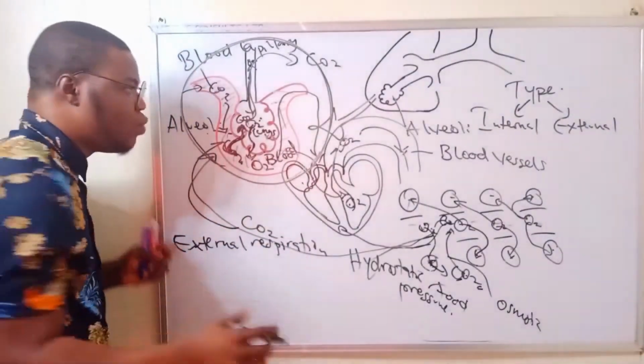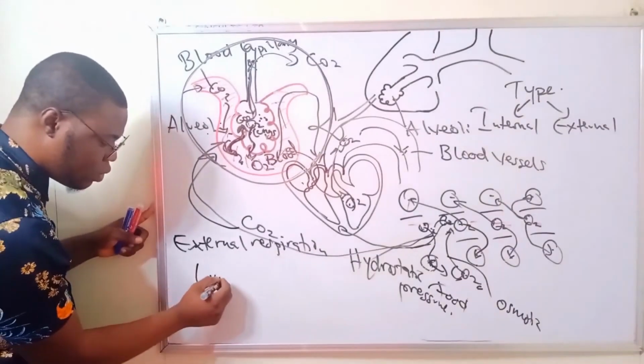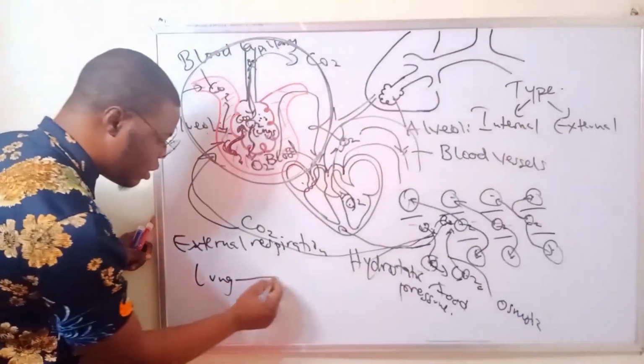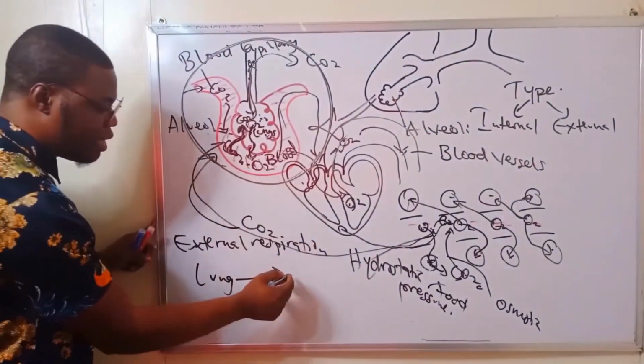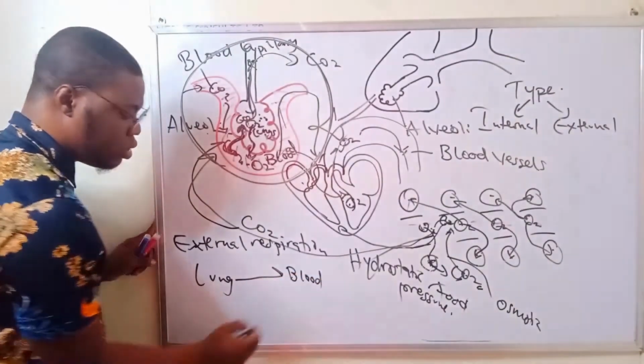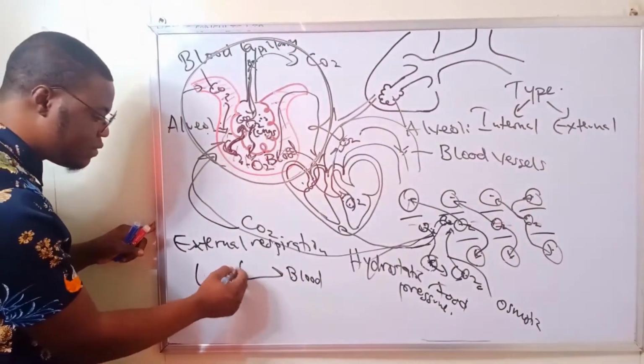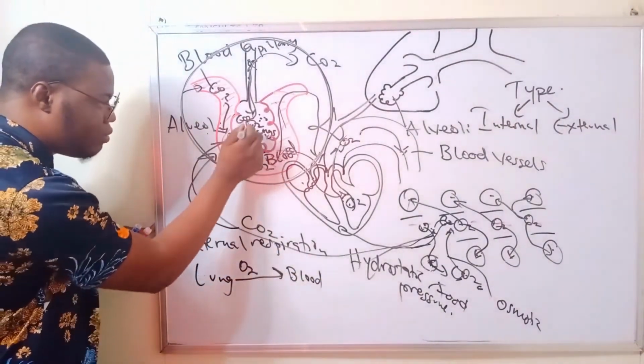Are you getting that? We have the alveoli here, and the alveoli is part of the lung, right? And then we also have the blood capillary surrounding it. So what happens there is that the lung gives oxygen to what? To the blood right here.